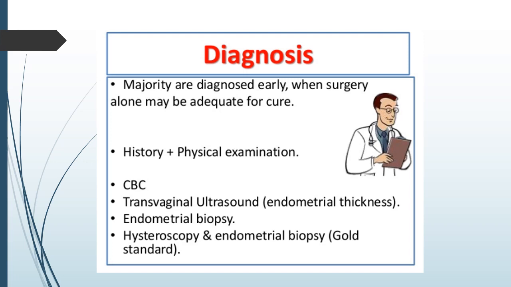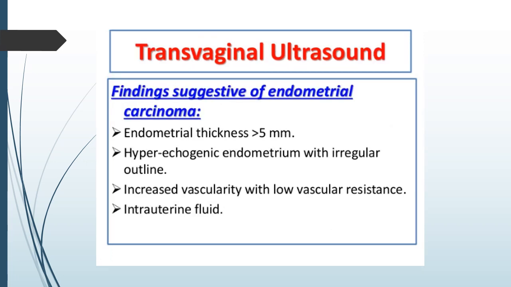And other investigative measures are hysteroscopy and endometrial biopsy. Hysteroscopy and endometrial biopsy is the gold standard for evaluation of endometrial carcinoma and for the evaluation of postmenopausal bleeding. Hysteroscopy performed, okay, we'll discuss later. Transvaginal ultrasound, as already mentioned, findings suggestive of endometrial carcinoma could be endometrial thickness of more than 5 mm, hyperechogenic endometrium with irregular outline, increased vascularity, and also if there is intrauterine fluid, it is suggestive of endometrial carcinoma.